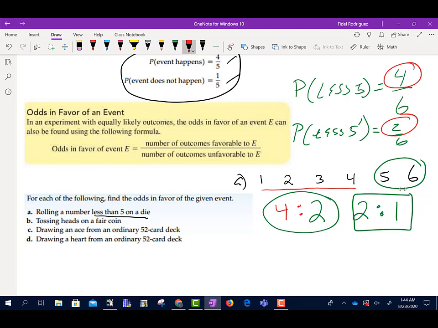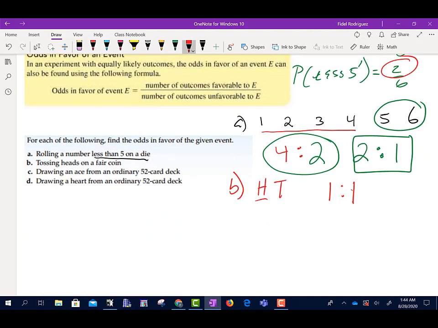All right, part B says tossing a heads on a fair coin. We can end up with either a heads or a tails. We look at the number of outcomes that are favorable, which is 1. How many are not favorable? 1. So heads is favorable and tails is the unfavorable.